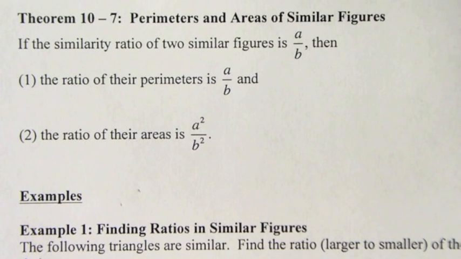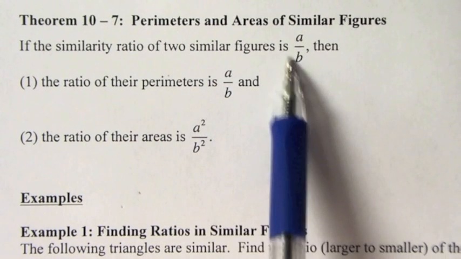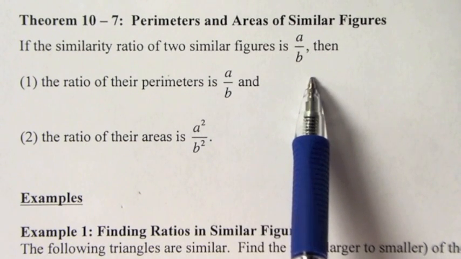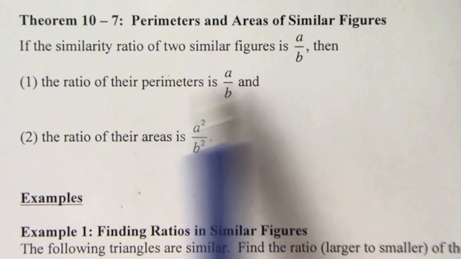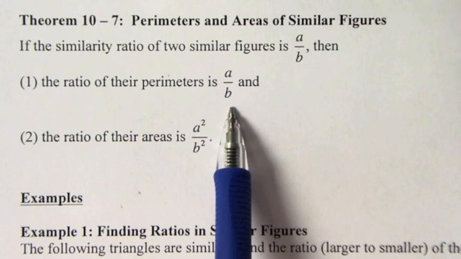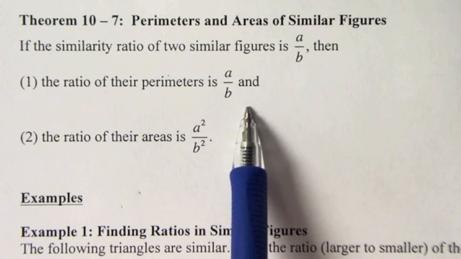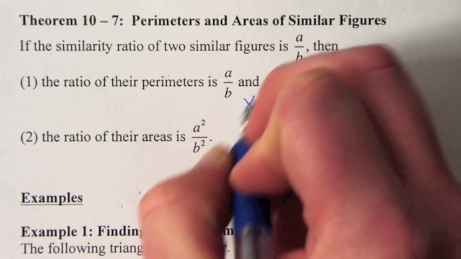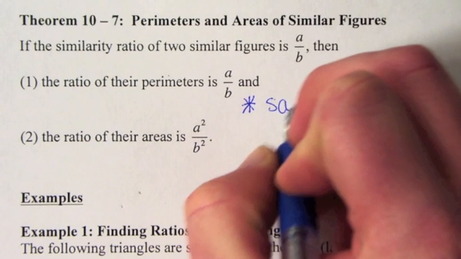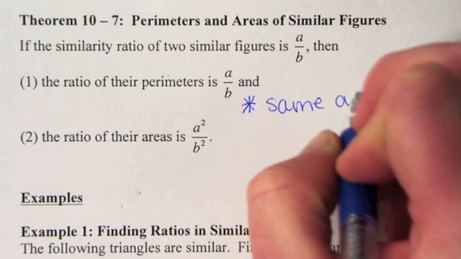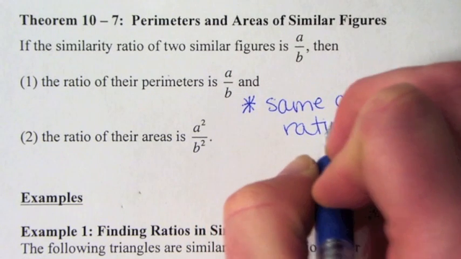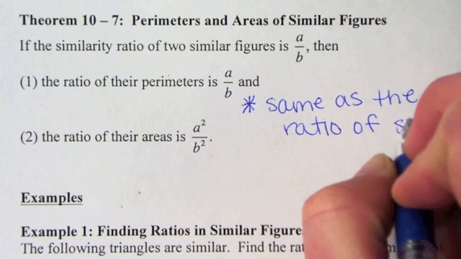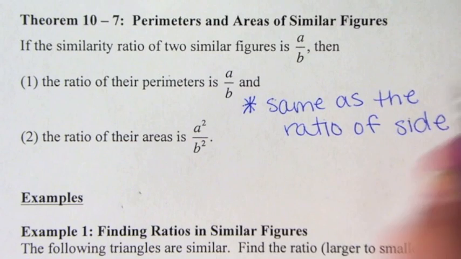So, if the similarity ratio of two similar figures is A to B, we always write similarity ratios in fraction form, it's just easier to see. Then the ratio of their perimeters is A to B, which, just make a little note to yourself, is the same as the ratio of side lengths, okay, in polygons.